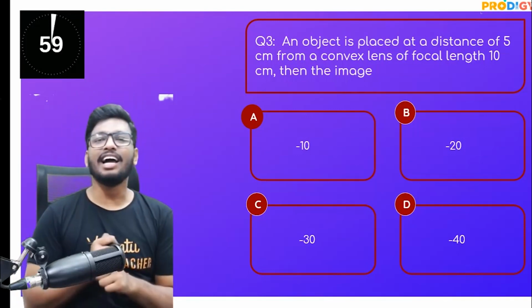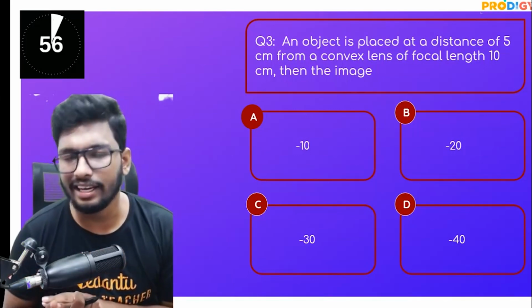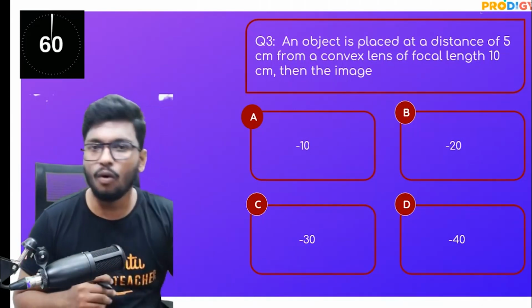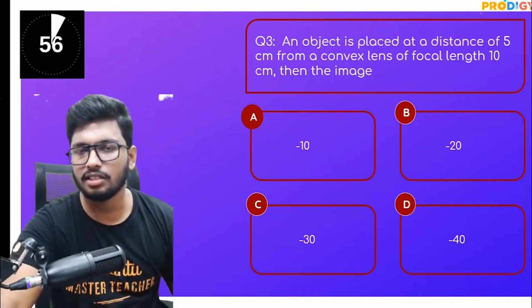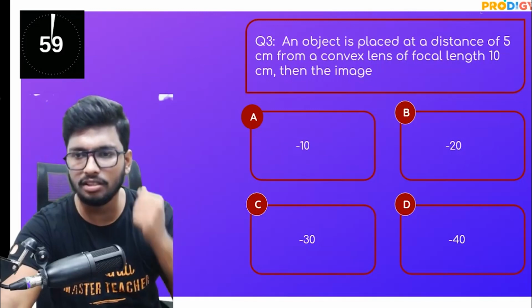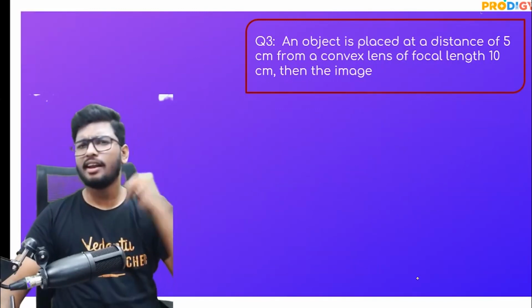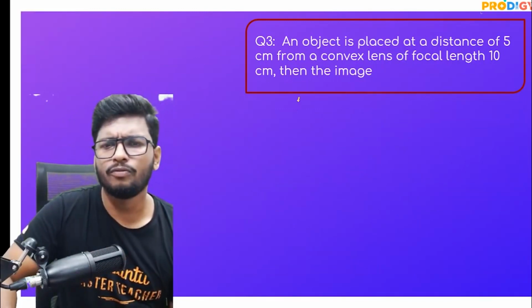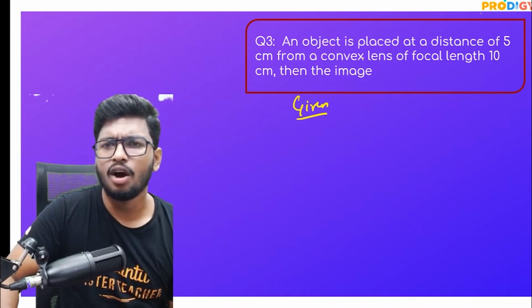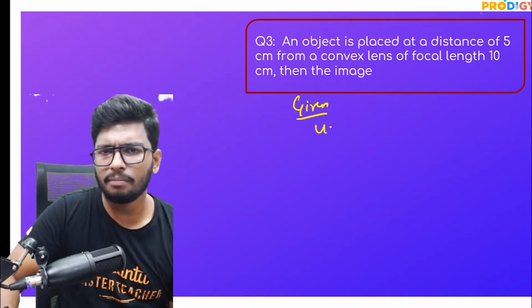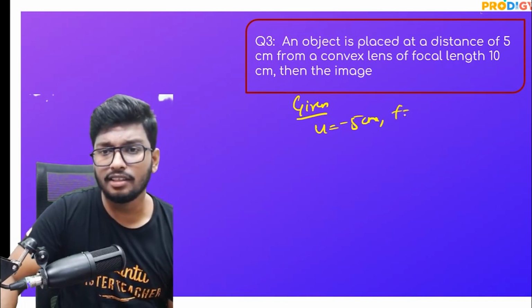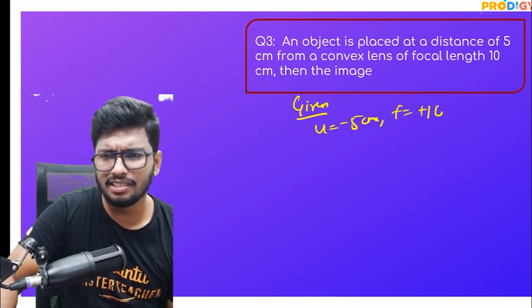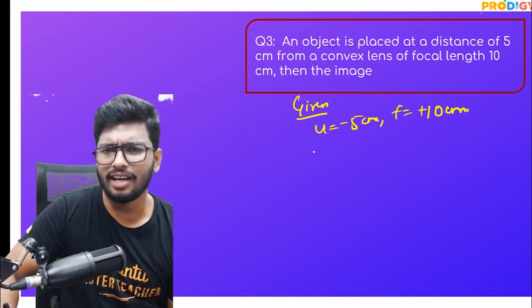Here's another one. An object is placed at a distance of 5 centimeter from a convex lens of focal length 10 centimeter. Then what would the image distance be? Is it minus 10, minus 20, minus 30, or minus 40? Once again, guys, let's quickly try to solve this one as well. So first of all, given data, what is given to you guys? Object distance is going to be minus 5 centimeter. It's a convex lens. Focal length is going to be plus 10 centimeters. Find where the image is going to be.